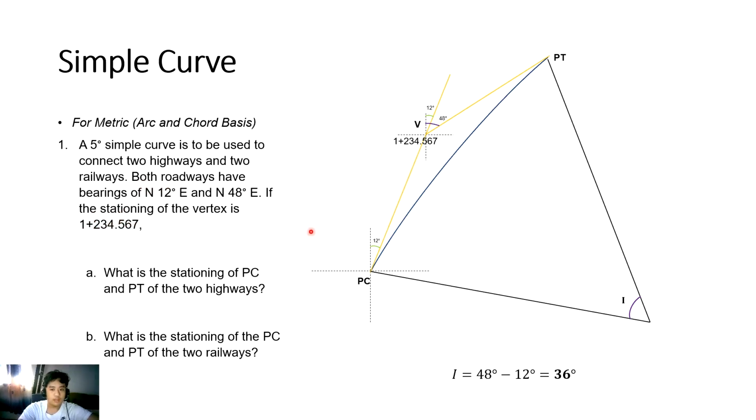And another thing, to find the angle of intersection, we need to subtract the two bearings given in the problem, which is the 48 degrees northeast and the 12 degrees northeast, to get the angle of intersection, which is this one. This one, between the two yellow lines.